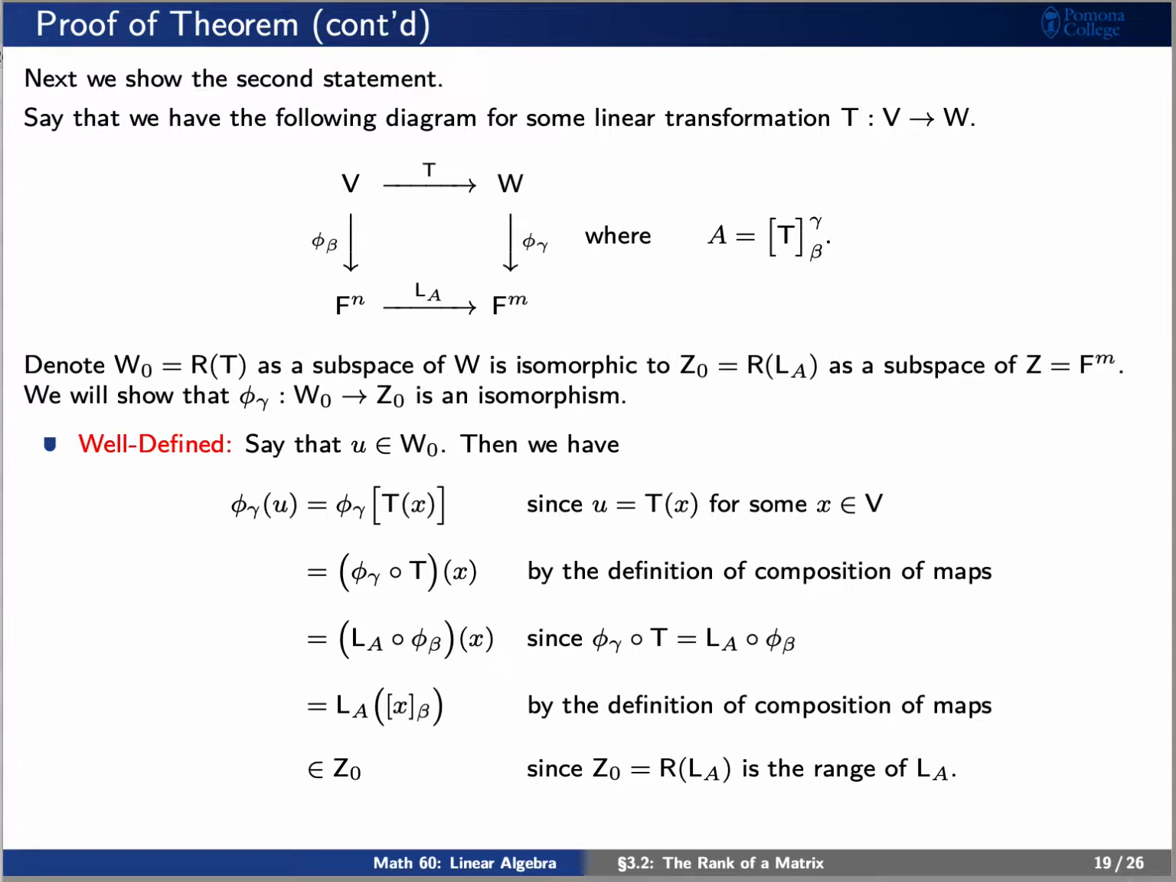Our x in V will then map downwards to the bracket x sub beta, and then of course this maps over using LA to an element in Z. But by staring at this a little bit more carefully, we see that our phi sub gamma of u really does lie in Z0, the range of left multiplication.